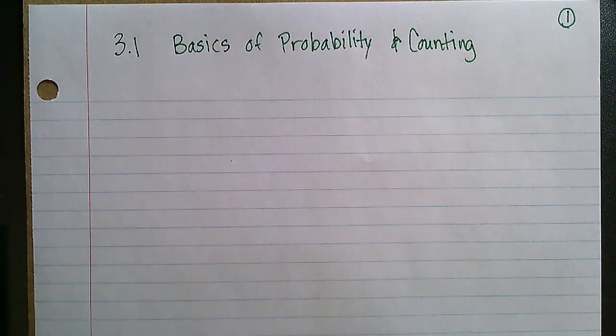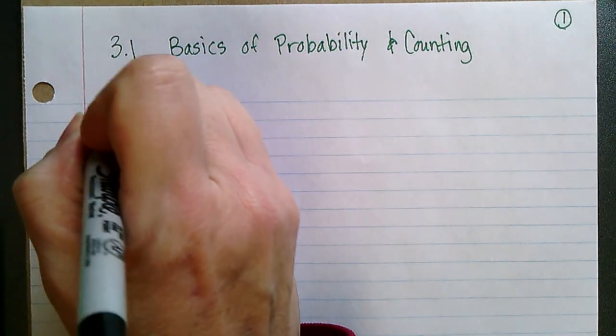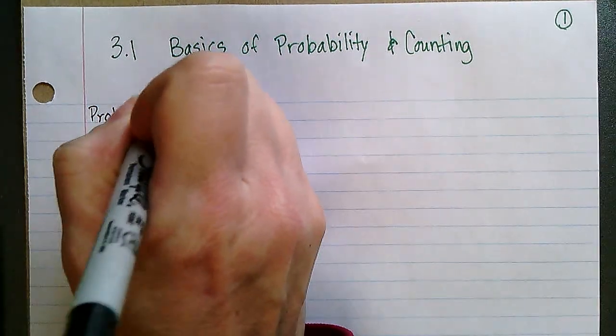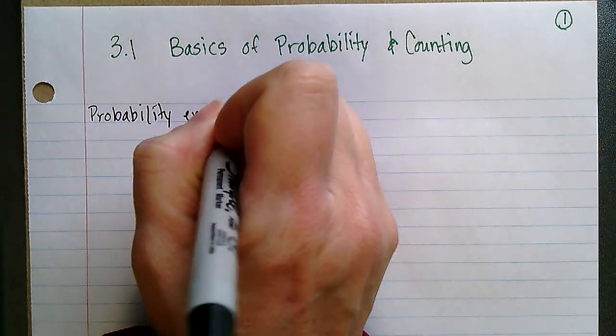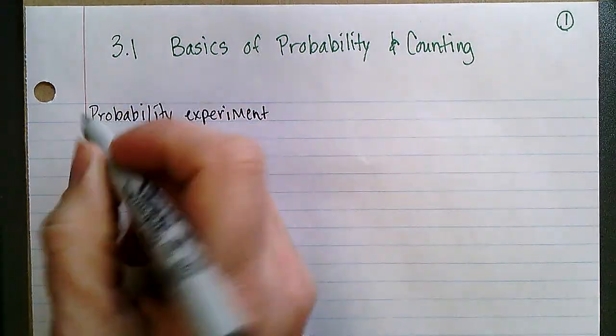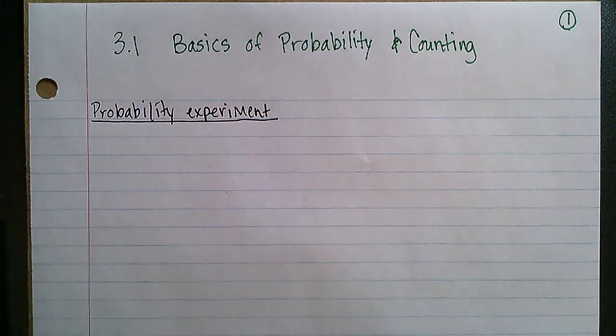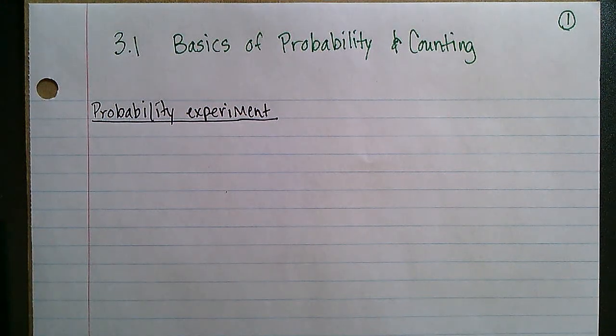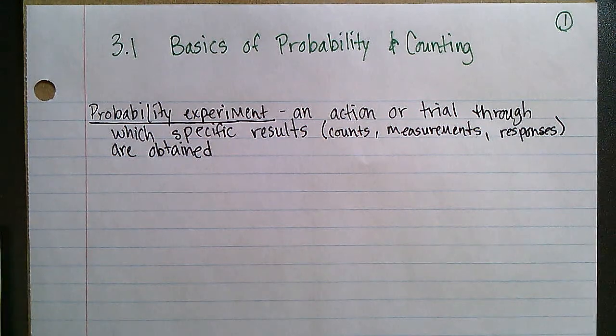Section 3.1 is going to be about the basics of probability and counting. So we're going to start off with a bunch of vocabulary. First of all, let's talk about a probability experiment. A probability experiment is an action or trial through which specific results, such as counts, measurements, or responses, are obtained.